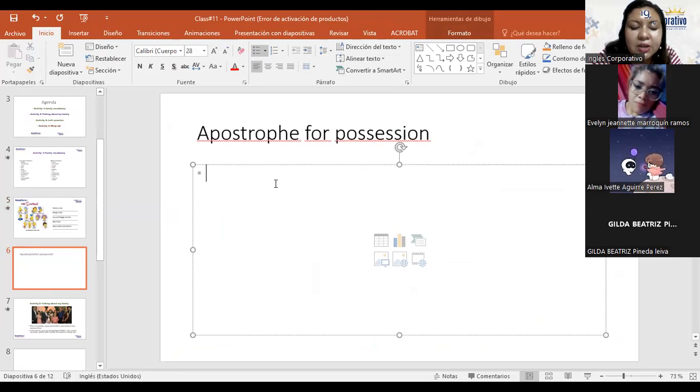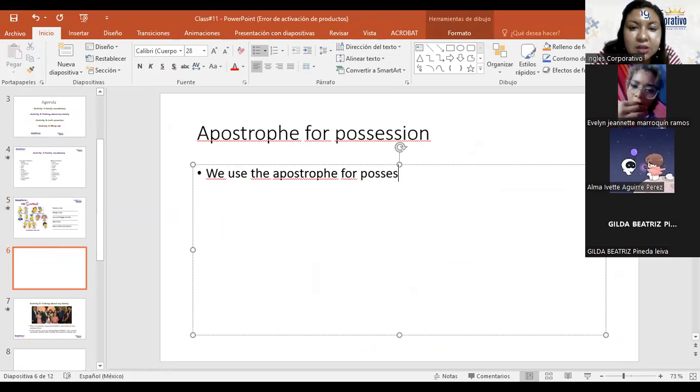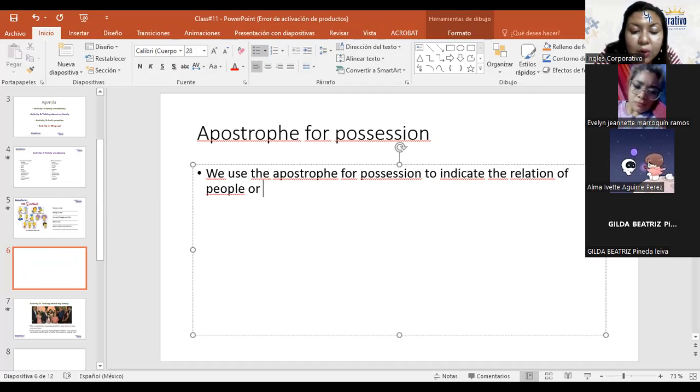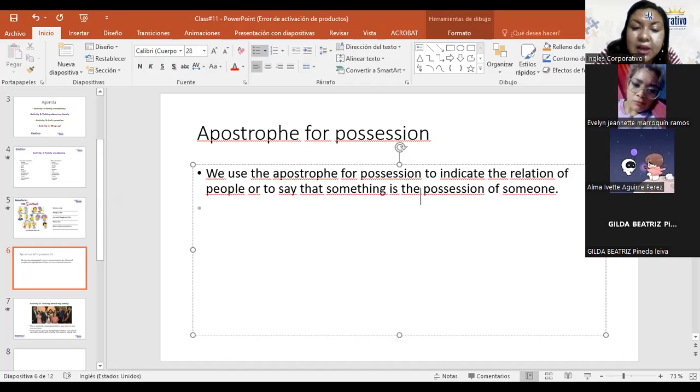Apostrophe for possession. Okay, we use the apostrophe for possession to indicate the relation. We can use it to show the relation of people in this case, or to say that something is the possession of someone. Let's look at some examples.